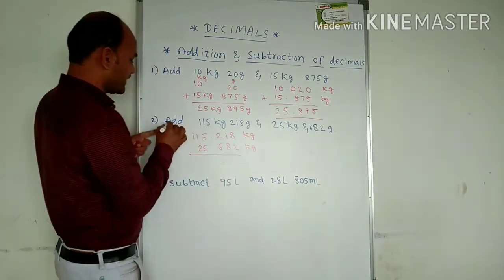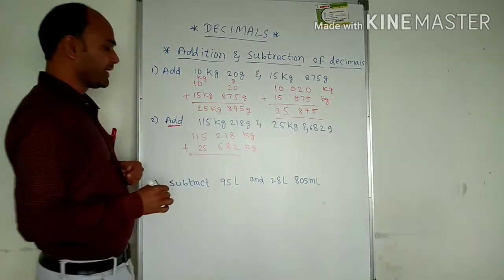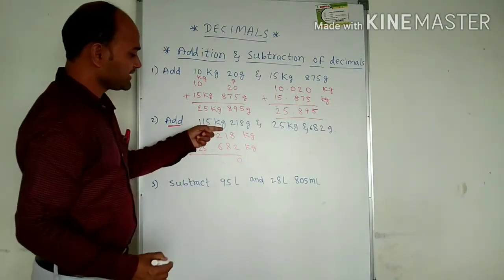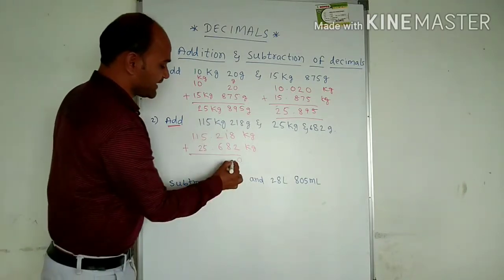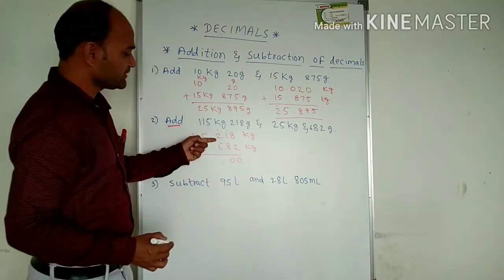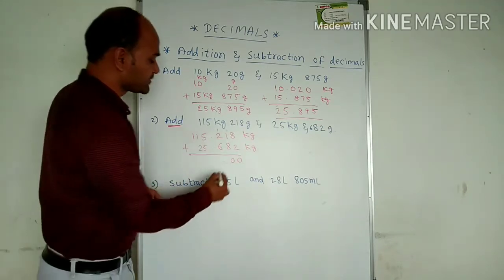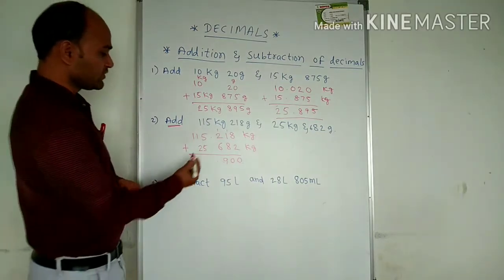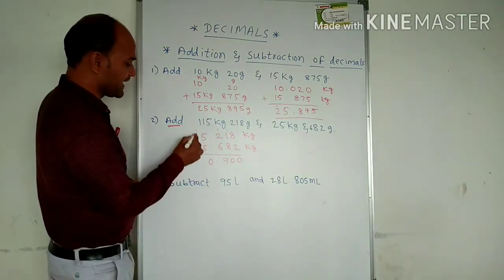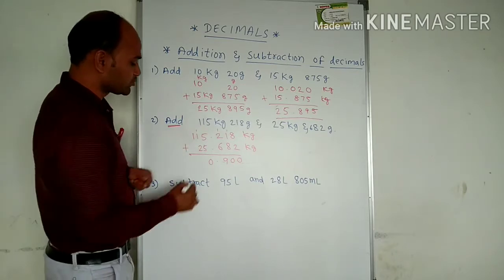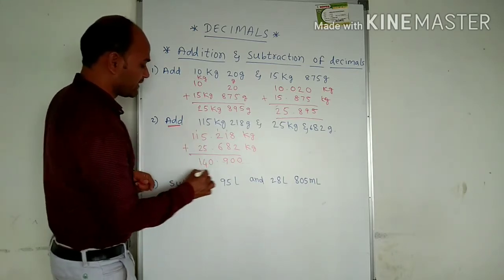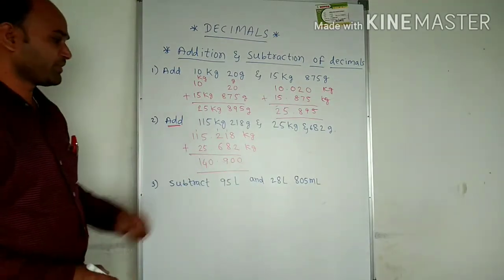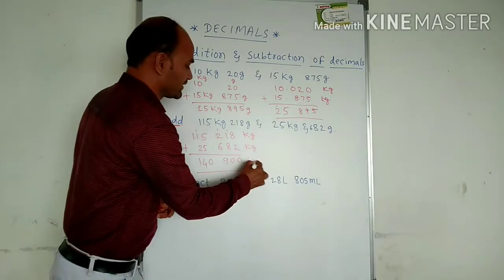Then we can add now. 8 plus 2 becomes 10, write 0, 1 carry. 1 plus 1 becomes 2. 2 plus 8 becomes 10, write 0, again 1 carry. 1 plus 2 is 3, 3 plus 6 becomes 9. Write 9 and put the point. The next one, 5 plus 5 becomes 10, write 0, 1 carry. 1 plus 1 is 2, 2 plus 2 becomes 4, and 1 is there. The answer we got is 140.900 kg.